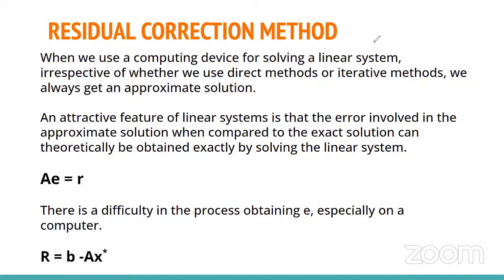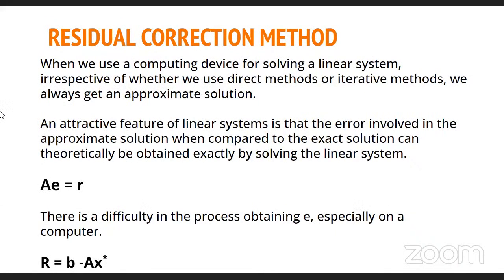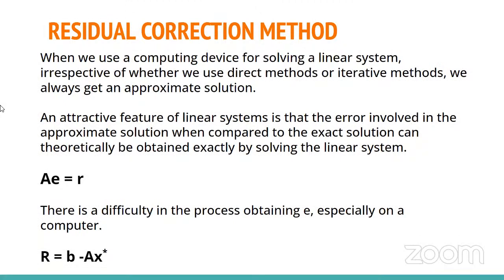So the next topic we'll be discussing is the residual correction method. This method is used for solving a linear system, just like the other methods which my colleague has discussed. Those are direct methods. We had the Gaussian elimination, we had the LU factorization. All those are classified under the direct methods. But this one you can call an iterative method. So we have two kinds of methods: the direct methods and the iterative methods.